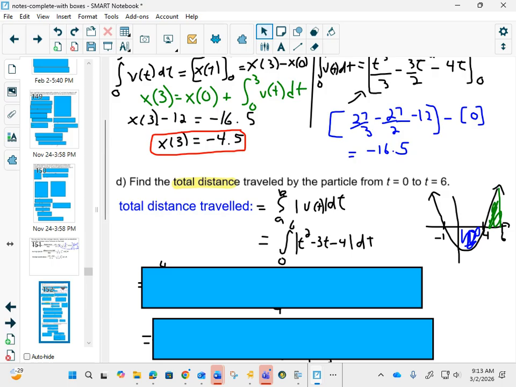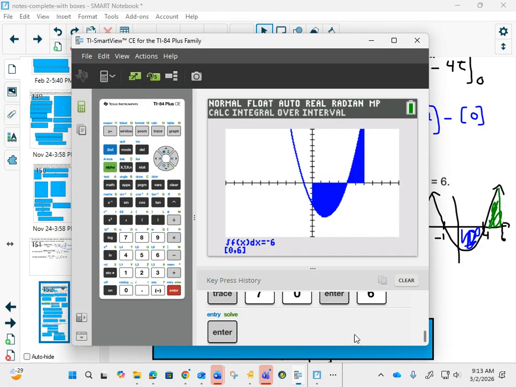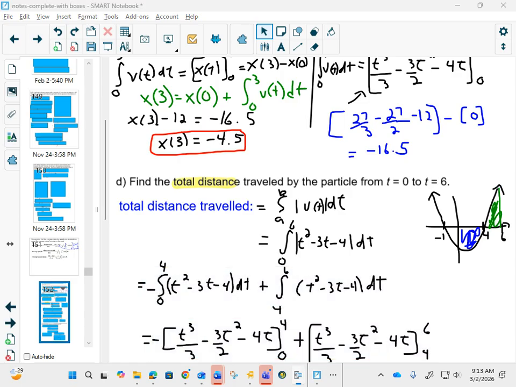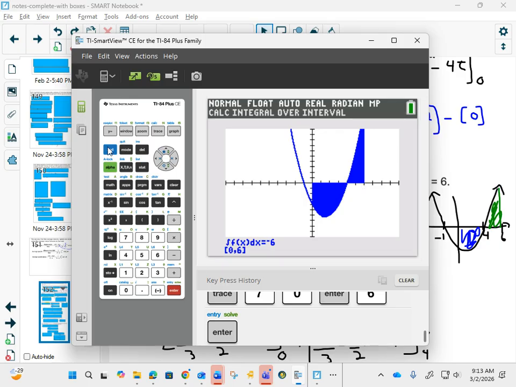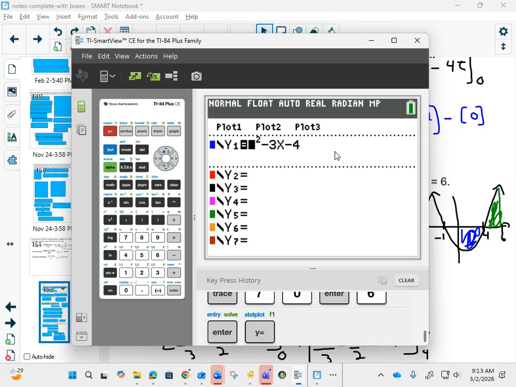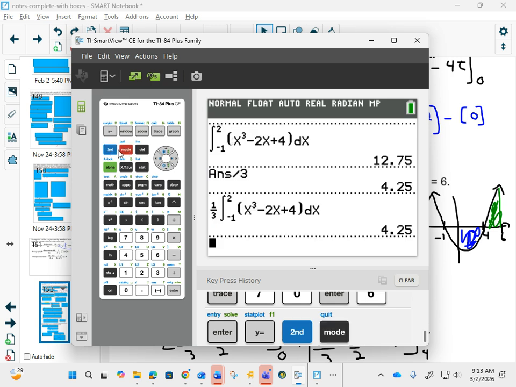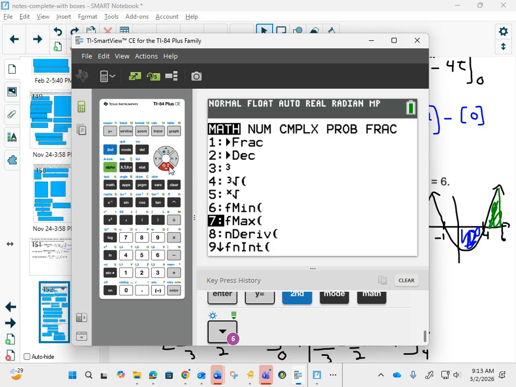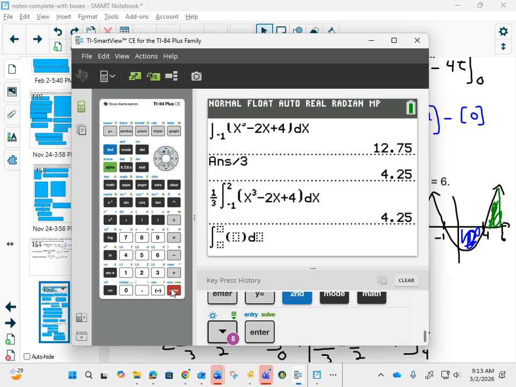Okay, I'm going to show you how to do that probably as quick as possible on your calculator. So if you had your calculator set up the way that I did, and you already in y equals had your equation, under your math button, number 9 is the integral. We're going to want to find the integral from 0 to 6.